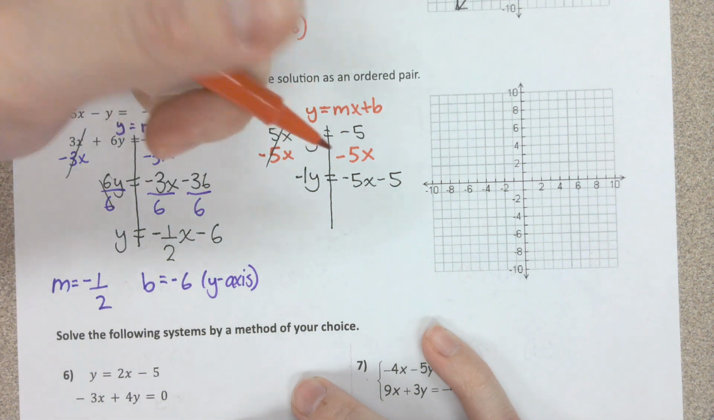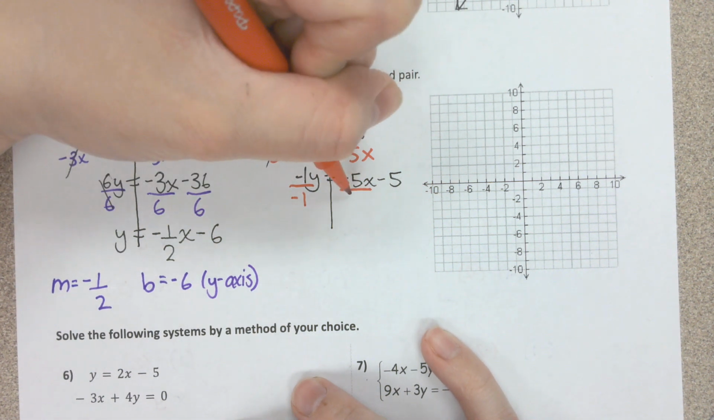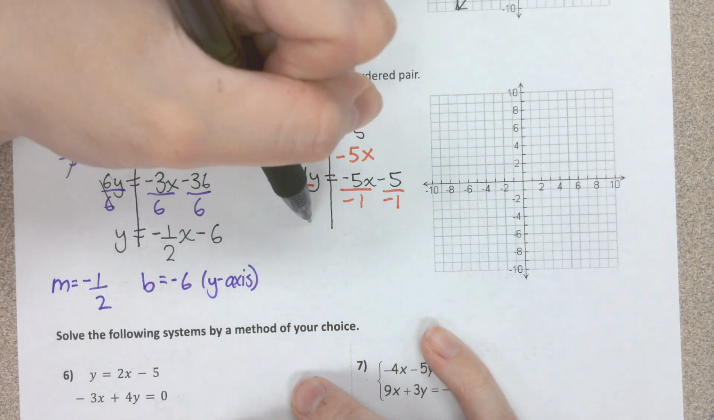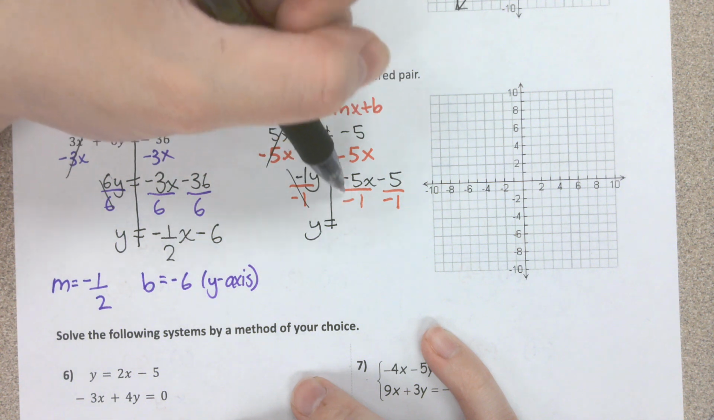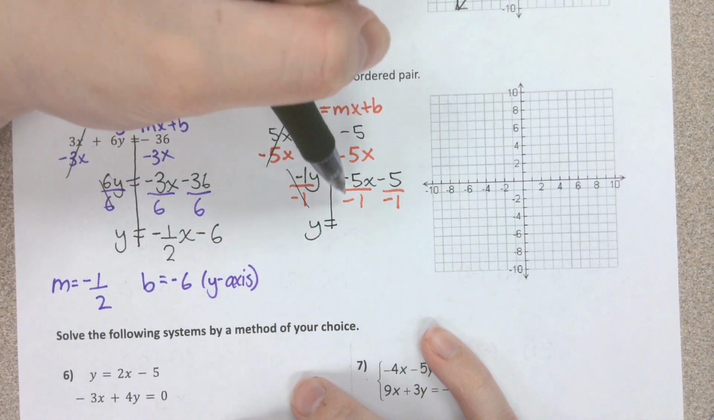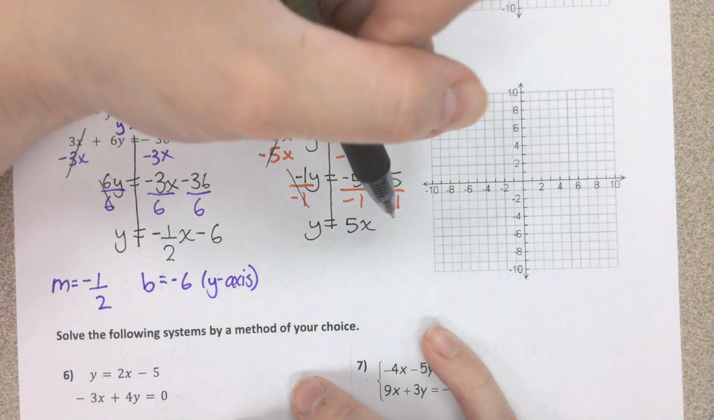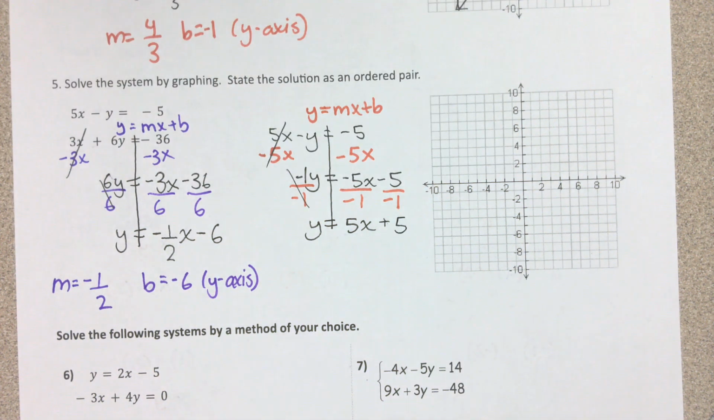So we're going to just divide by negative 1 and divide everything by -1. These cancel. We have y equals, this is just going to change the sign. So we have two negatives. This is now a positive 5x. And two negatives again. This is now a positive 5.